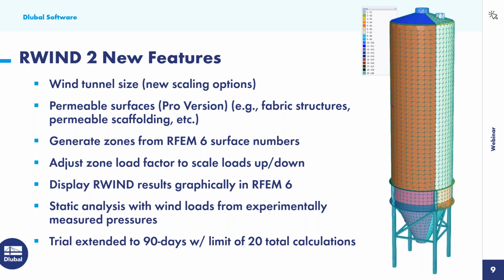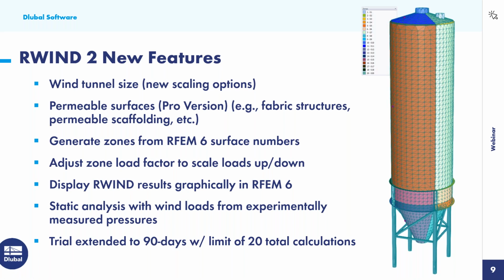We can generate zones from the RFEM 6 surface numbers. Again, this will make more sense as we get into RWIND, but we use zones not only for the input, but also to interpret our results. Previously in RWIND, we had to manually create these zones. Now, at the click of a button, we can generate the zones automatically, which you'll see over here on the right-hand side, based on the surface numbers within the RFEM model.